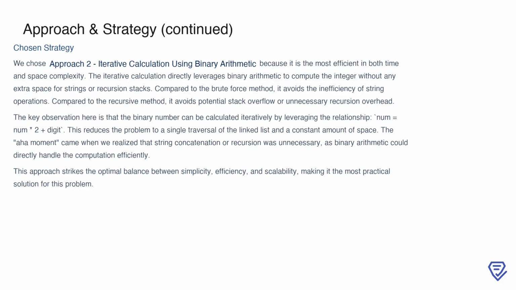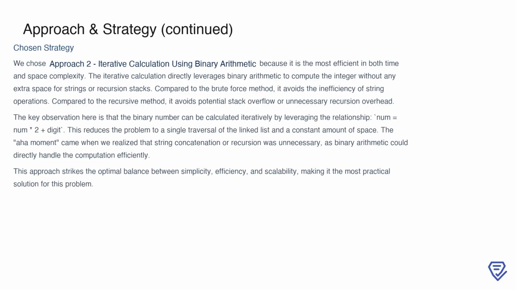Ultimately, we chose the iterative calculation using binary arithmetic as our final strategy. This method achieves optimal time and space efficiency, leveraging the relationship number = number * 2 + digit to calculate the binary number directly. By avoiding the inefficiencies of string concatenation in the brute force approach and the recursion overhead in the recursive approach, this strategy strikes the perfect balance between simplicity and performance.